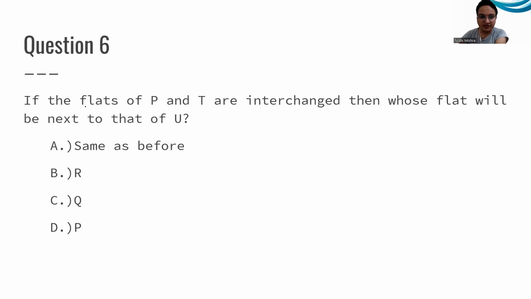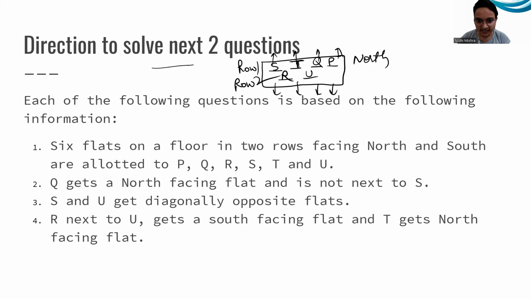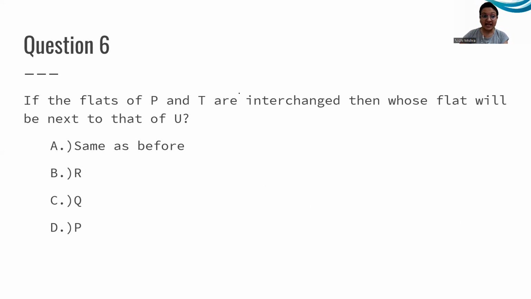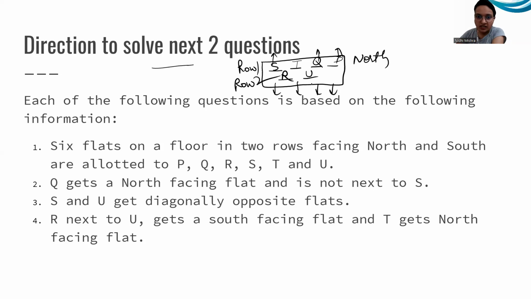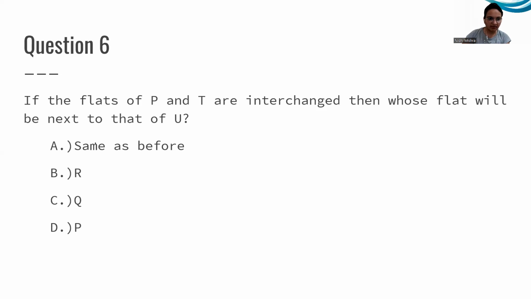Now, if the flats of P and T are interchanged, so this is T, this is P, then whose flat will be next to that of U? This is U. Whose flat is next to U? R. So R is the option. Same as before. Yes, it is same as before.